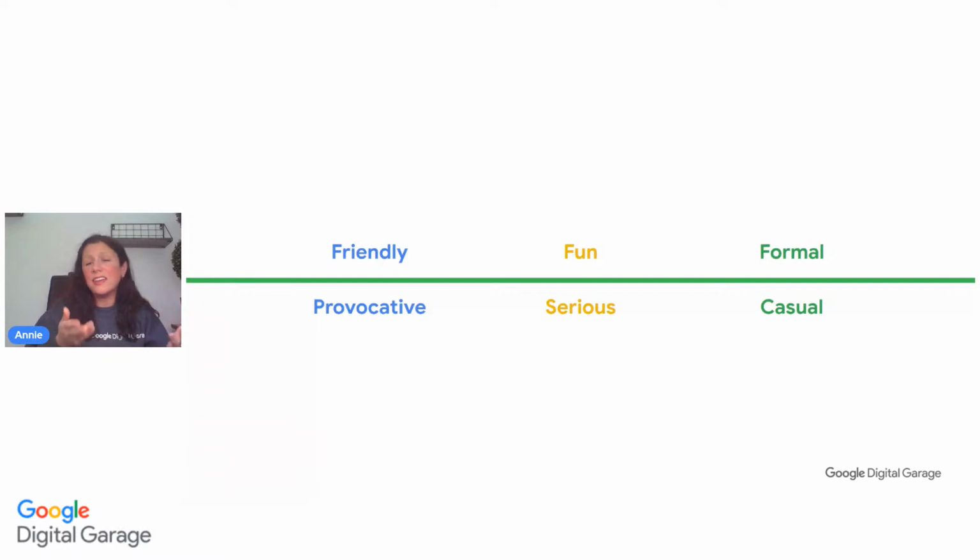And so think, are you going to be friendly, or are you going to be more provocative? Are you going to be fun or serious? So for example, if you're dealing with money, if you're a bank, you may want to be a bit more serious. But if you're working, say, for a fashion brand, you might want to be more casual or more fun, for example. So you don't have to have one set tone of voice all the time, but you do have to be consistent on who you are. So they have to have an idea about what to expect when they're coming to see you.